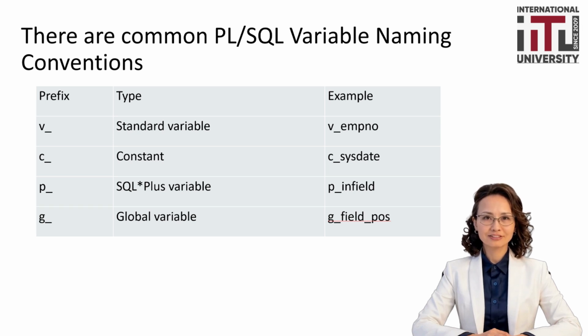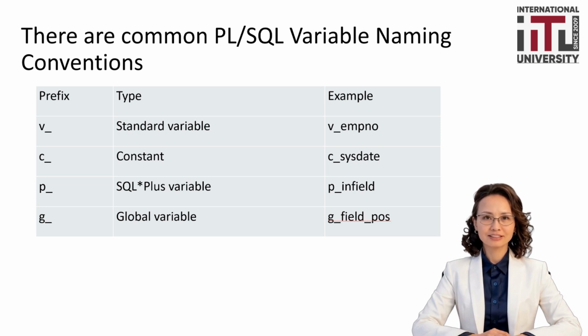Next, the prefix c is used for constants. Constants are values that do not change during program execution. For example, c_isdate represents a constant value. Another common prefix is p. It is typically used for parameters or SQL*Plus variables. This helps identify values that are passed into a procedure or script.